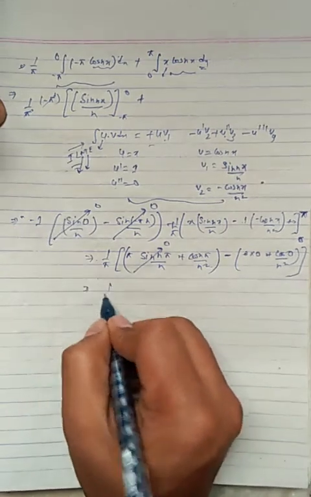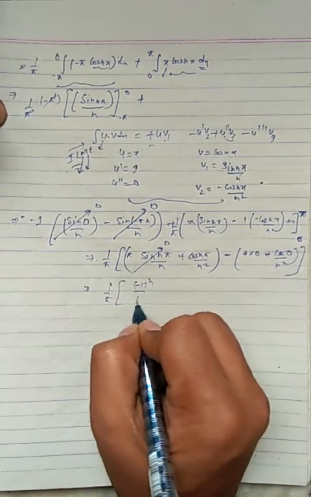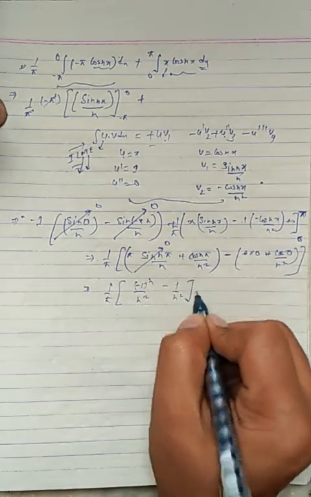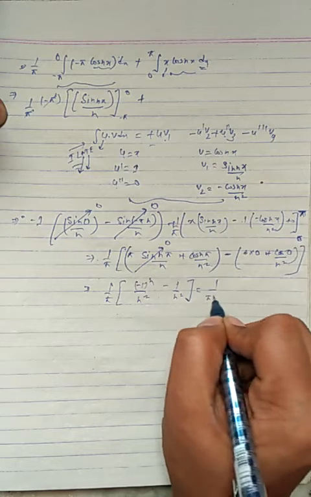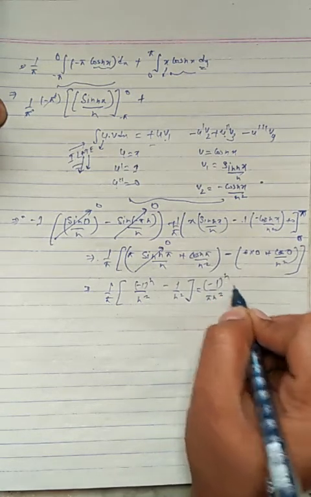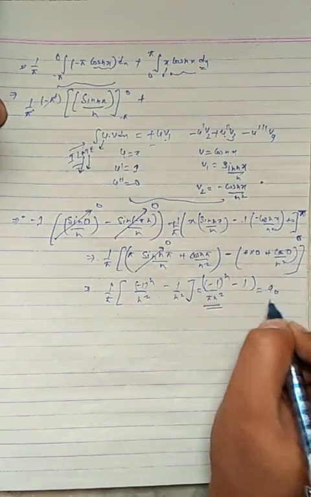Now this became 1 upon pi into cos of n pi, which is (-1)^n divided by n square, minus 1 upon n square. This implies 1 upon pi n square into ((-1)^n minus 1). This will be the value of a_n.